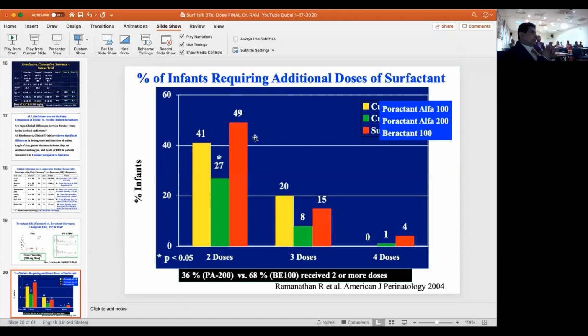In our own trial, we showed that the number of babies requiring 2 or more doses is significantly lower in babies randomized to 200 milligrams per kilo. That is 27% compared to 49% with Curosurf. Again, if you use a higher dose, the need for 2 or more doses, additional doses, is significantly lower. And I want you to remember that.